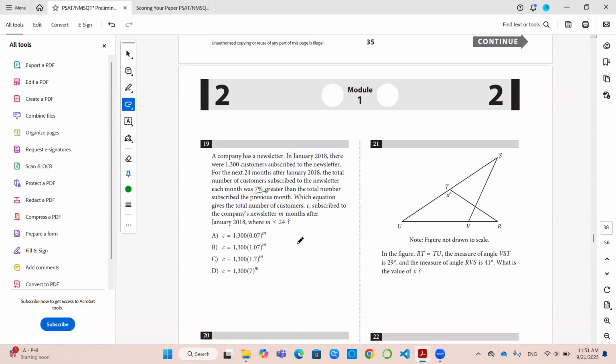So 7% greater means you need to divide the 7 by 100 and add 1. This becomes 1.07. And do I see a 1.07? Yes, I do. So B. Because the canonical formula for exponential growth is an initial value times some b to the power of t. In this case, my b is 1.07, and my initial value is 1300. So it would be something like this.